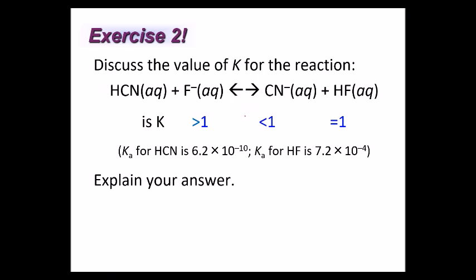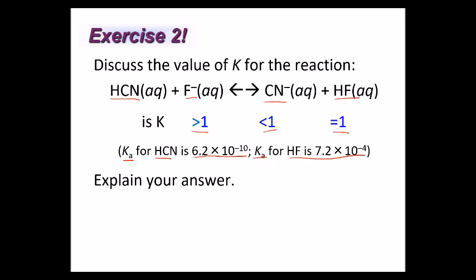All right, this is a nice fun one. We're going to first look at the numbers and compare them, and then actually do the calculation. Discuss the value of K for the reaction. We have hydrocyanic acid plus fluoride gives us cyanide and hydrofluoric acid, all aqueous here. Is K greater than 1, less than 1, or equal to 1? Ka for hydrocyanic is 6.2 times 10 to the minus 10, and for hydrofluoric, 7.2 times 10 to the minus 4. So the first question you should ask yourself is, which is the better acid? Which is the stronger acid?